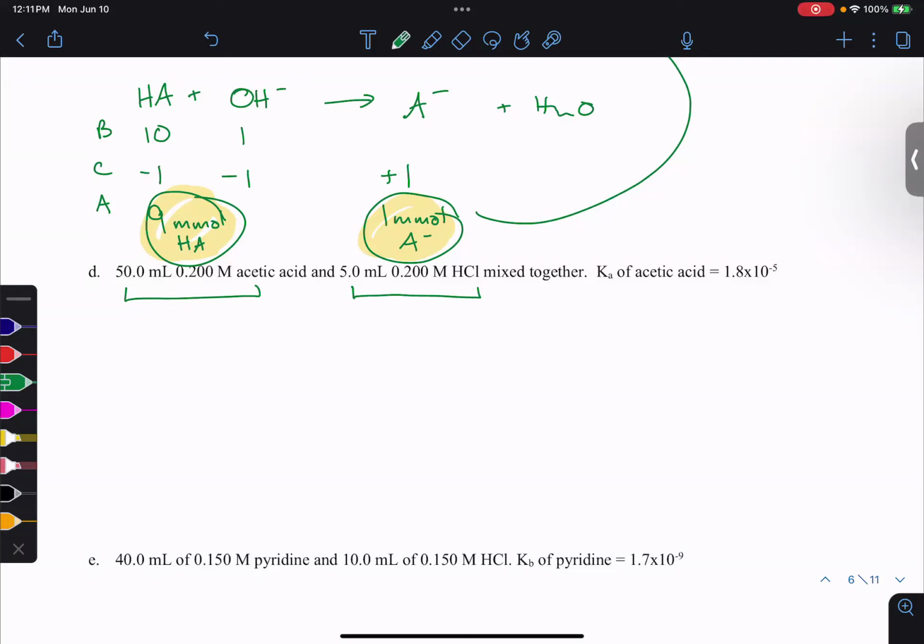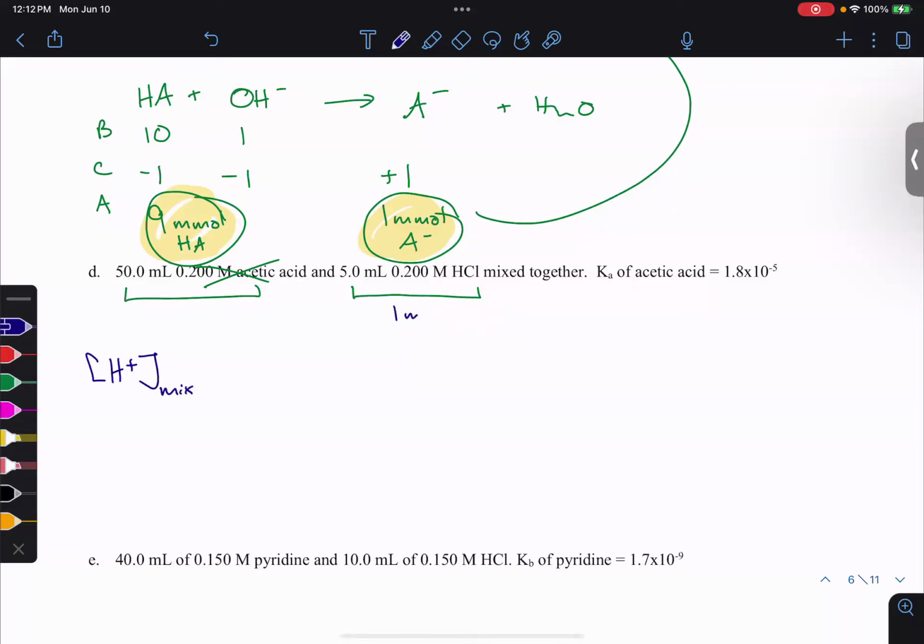So we can actually just ignore the acetic acid component. But we still can't just say the pH is negative log 0.2. We can't say that because we're mixing together HCl and acetic acid, so HCl is actually being diluted a little bit. We need to figure out what the H plus concentration is in the mixture.